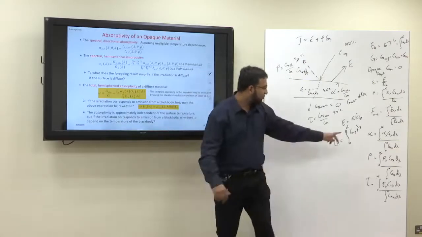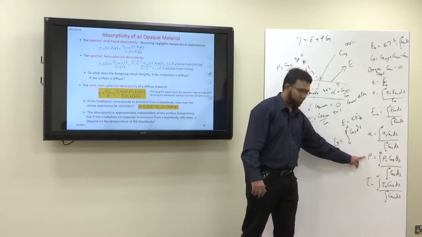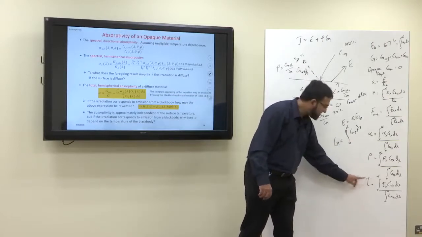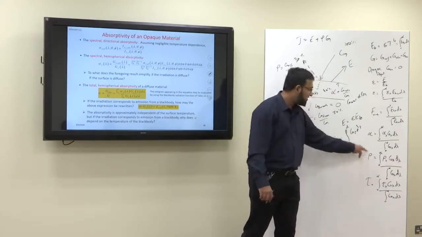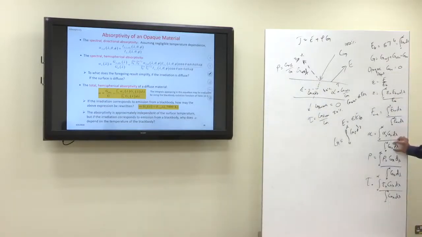Anyways, you understand this formula, right? You understand this formula in the same way. Transmissivity, reflectivity, absorptivity have the same formulas, but they depend upon the irradiation G. In case of emissivity, it is a function of the emission E. So these four formulas are of a similar type. Just emissivity uses E and alpha uses G.